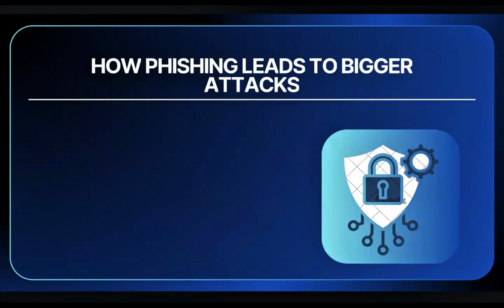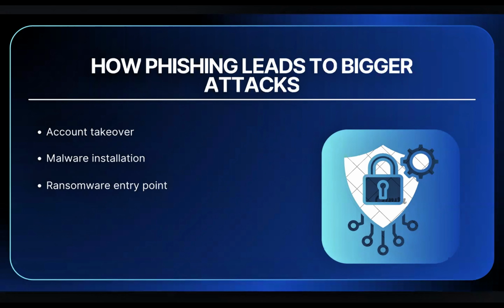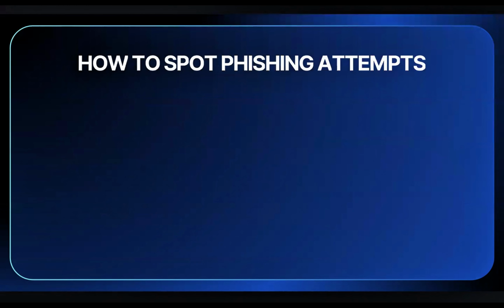Now, how can phishing lead to bigger attacks? Phishing is often just the first step. They just want to use that to gain initial access. Compromised accounts can be taken over after they have gained access. They can also install malware. Also, through phishing, they can encrypt your data and then demand money, and business email compromise can occur as well.